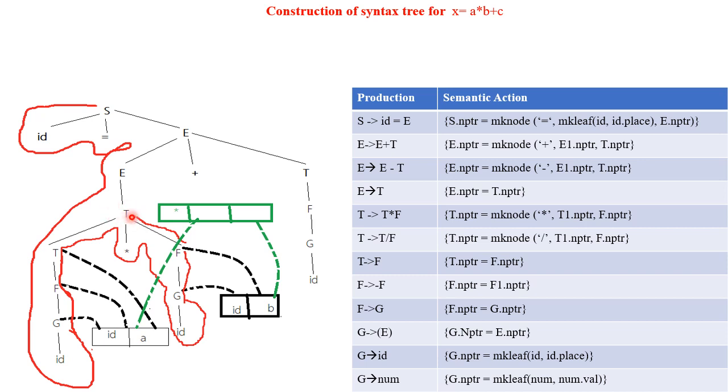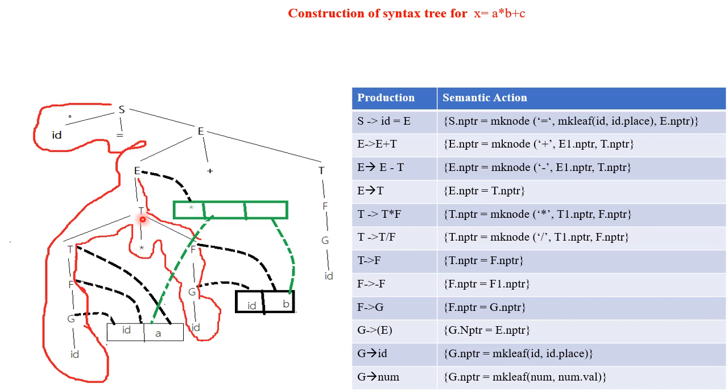Now we have reached here, where the reduction that happened is T gives T star F. When T gives T star F happens, we have to create a node. We have created this node having three attributes. One is star; this operator is star. The first operand is A, that is T1 dot nptr, and the second operand is F dot nptr. So we got the first one pointing to A and the second one pointing to B.